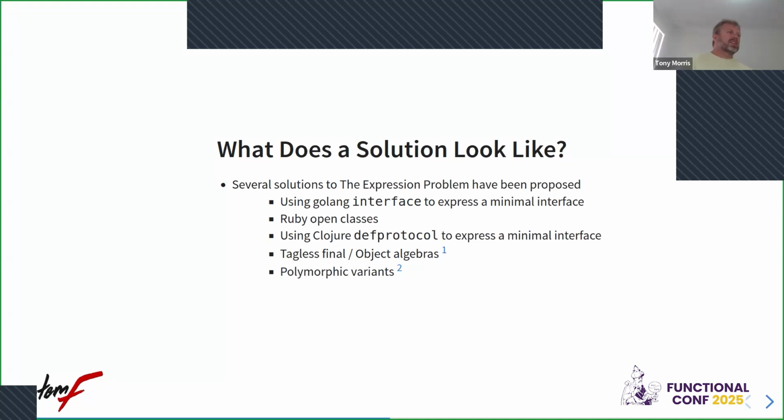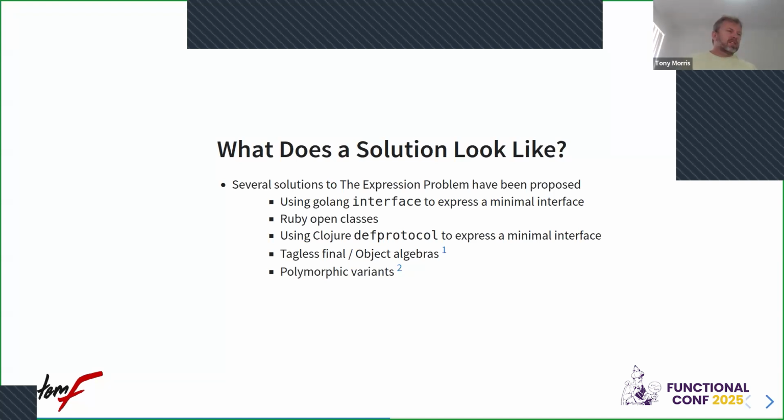I could tell you my opinion about each of these, if you like. But Golang claims to solve it by the interface keyword. No, it doesn't. It does not minimize the interface with maximized functions. I assure you all the Golang programmers out there are solving the expression problem right now today. Similar for Ruby, Clojure defprotocol, very similar again. It does not solve the expression problem. In other words, it does not express the minimal interface over which we can maximize our functions, all functions.